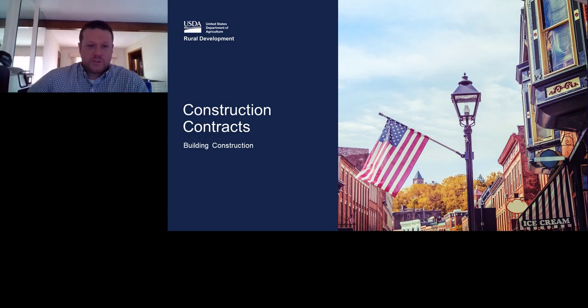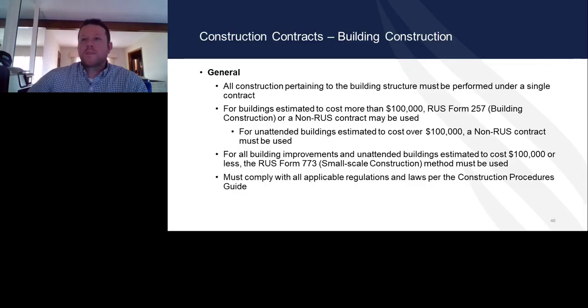Building construction. All construction pertaining to the building structure must be performed under a single contract. Buildings estimated at more than $100,000 must use Form 257. For unattended buildings estimated over $100,000, a non-RUS contract must be used. For buildings and improvements and unattended buildings estimated at under $100,000, small-scale construction procedures can be followed.